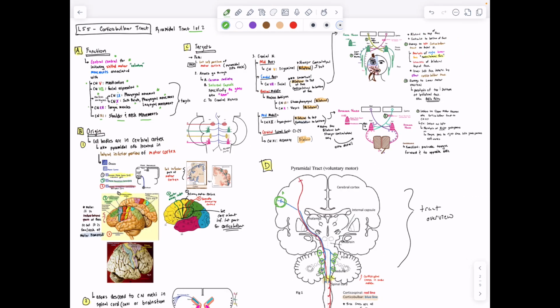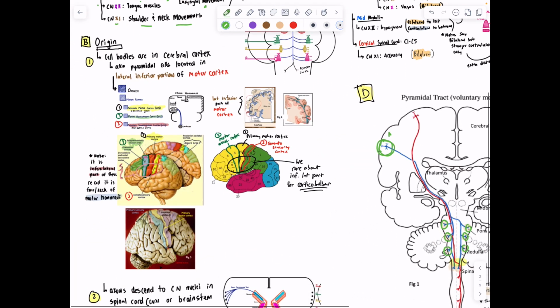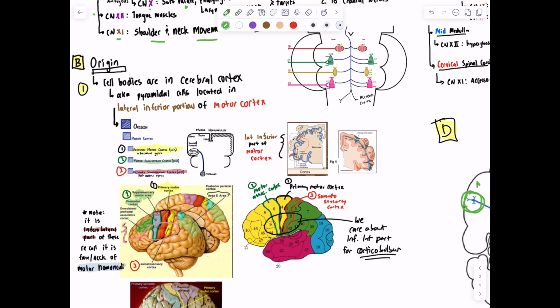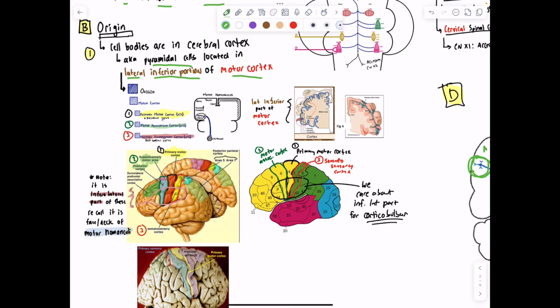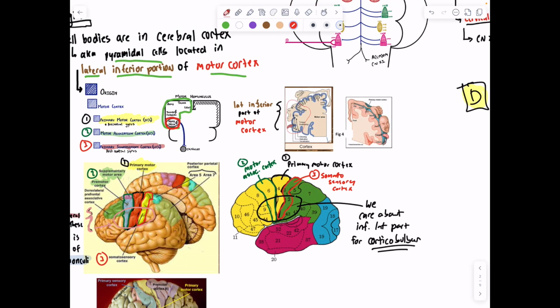All right, so again, starting with what's the origin of this pathway? Well, our pyramidal cell bodies are in the cerebral cortex. Specifically for the corticobulbar pathway, they're pyramidal cells that are located in the lateral inferior portion of the motor cortex. Here we have some cross sections, but the idea is that here's our motor cortex, and we have the motor homunculus that's involved in this. For the corticobulbar pathway, it's the head and neck portion of the motor homunculus that's part of our motor cortex, right? So the corticobulbar pathway is about voluntary movement of the face and the neck. So that's this region right here, this lateral and inferior portion of the motor cortex.